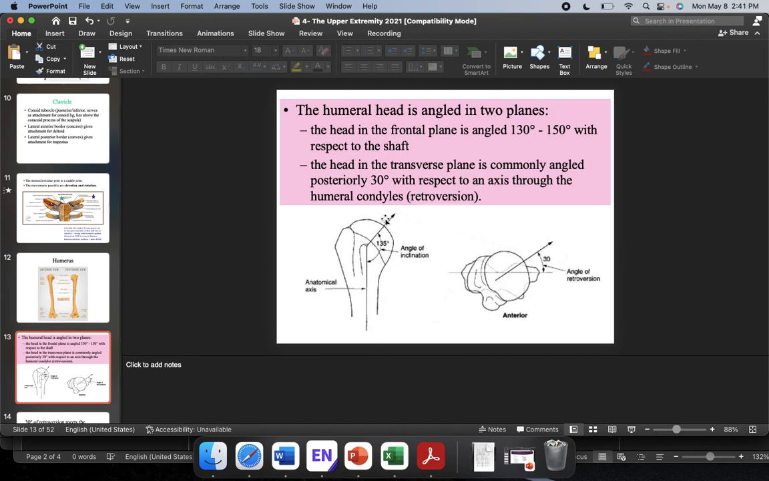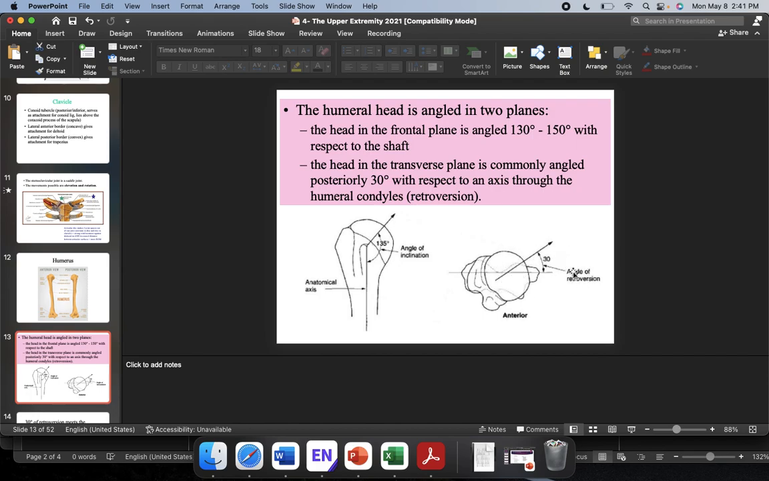So the first angle is called the angle of inclination. So here's the shaft of the humerus. It's this point from the center of the humeral head up through the middle of its articular surface. And so this angle is typically 130 to 150 degrees, and 135 is the most common found in a population.